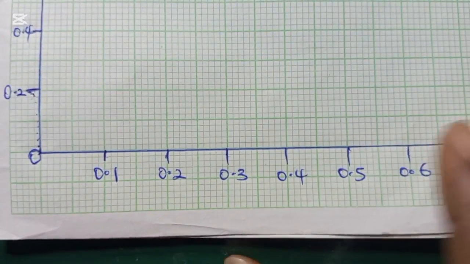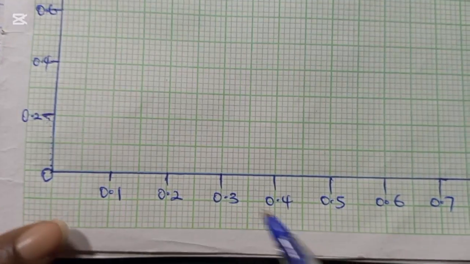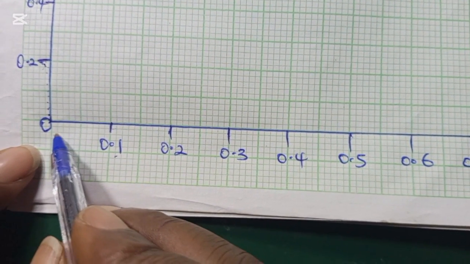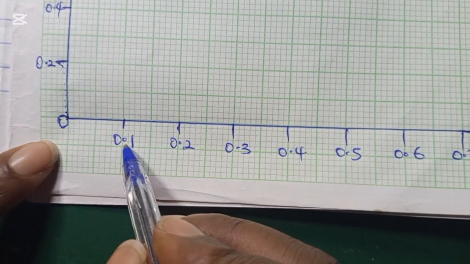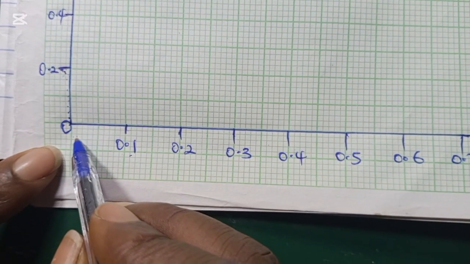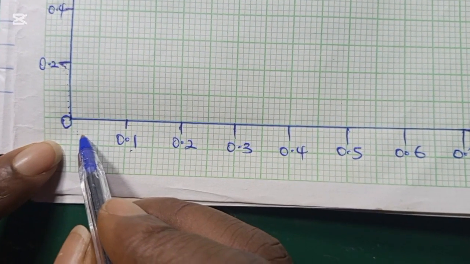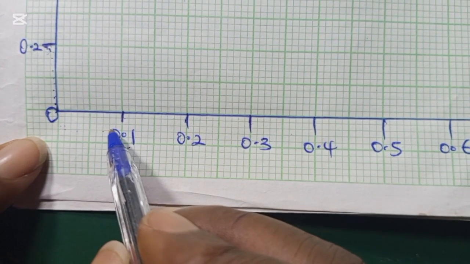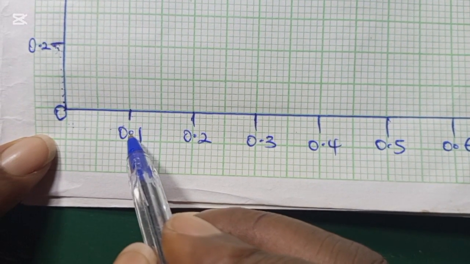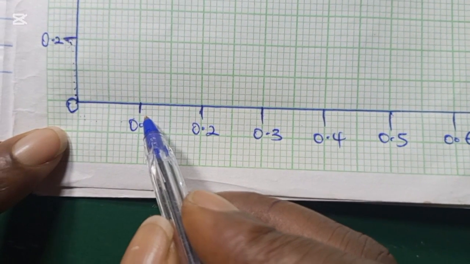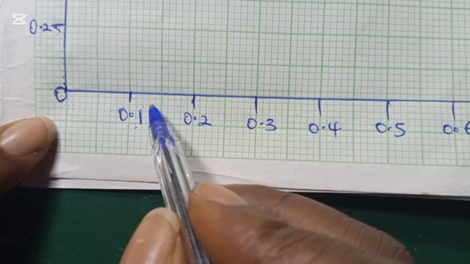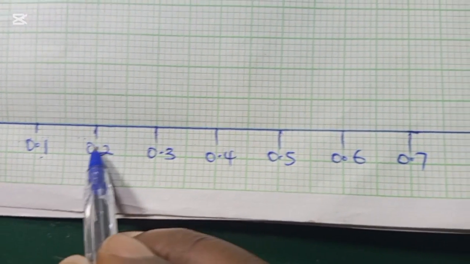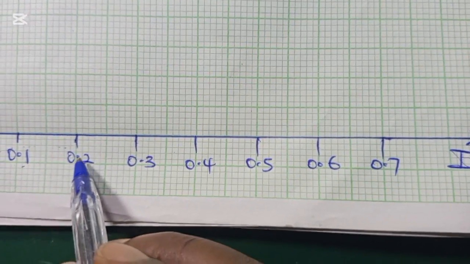Now, let me come to this current axis. Now, this is 0.1, okay? What does this line stand for? I'll say 0.1 divided by what? 10. That gives me 0.01. Let's go. 0.02, 0.03, 0.04, 0.05, 0.06, 0.07, 0.08, 0.09, 0.1, okay? Now 0.11, 0.12, 0.13, 0.14, 0.15, 0.16, 0.17, 0.18, 0.19, 0.2. Beautiful.